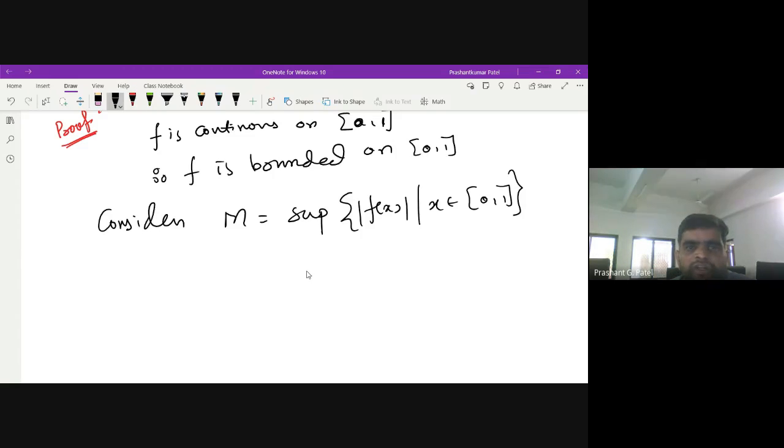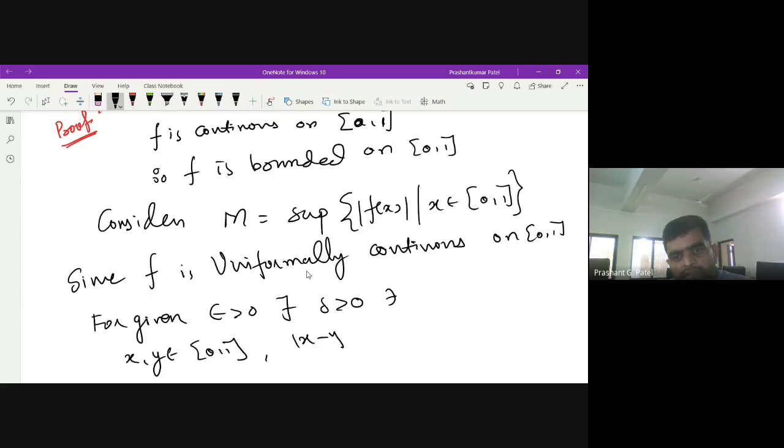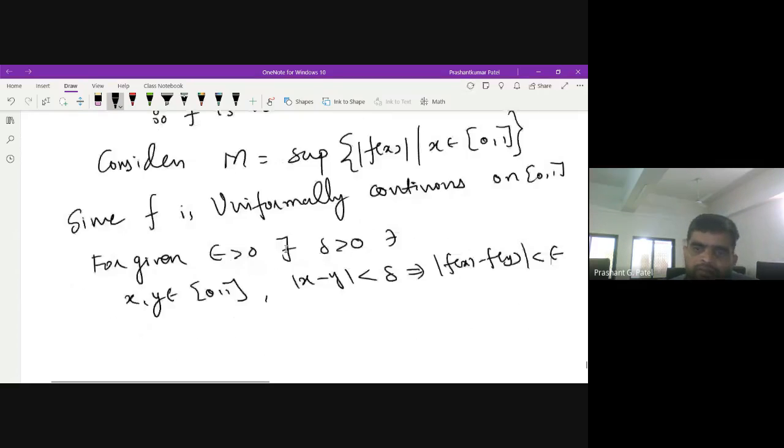And also we have given that f is continuous on a compact set. So we also proved one result that if f is continuous on a compact set, it is automatically uniformly continuous. Since f is uniformly continuous on the closed interval 0, 1, for given epsilon greater than 0, there exists a delta greater than 0 such that for every x, y belonging to 0, 1, |x minus y| less than delta implies |f(x) minus f(y)| is less than epsilon, where this delta only depends on epsilon, not on x. I can call this the first statement.